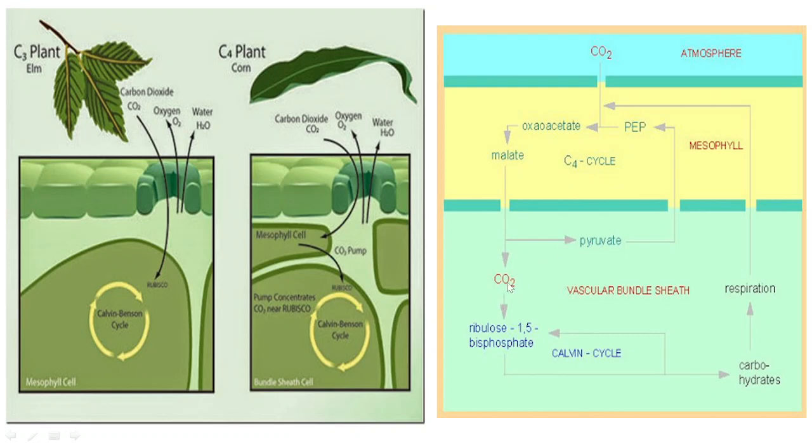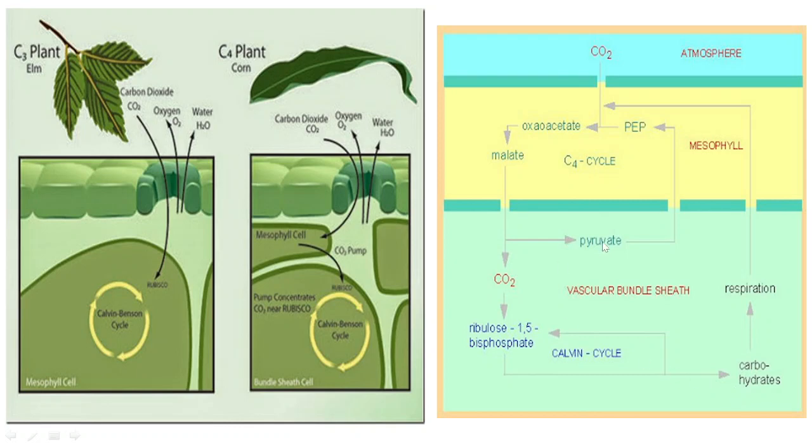Now this carbon dioxide concentration has increased. It will be accepted by ribulose bisphosphate, RuBP, which is already present exclusively in the bundle sheath cells, not in the mesophyll cells of C4. RuBP will accept carbon dioxide, and the normal Calvin cycle, the three-step process of carboxylation, reduction and regeneration, will take place, resulting in the formation of carbohydrates, that is, glucose.